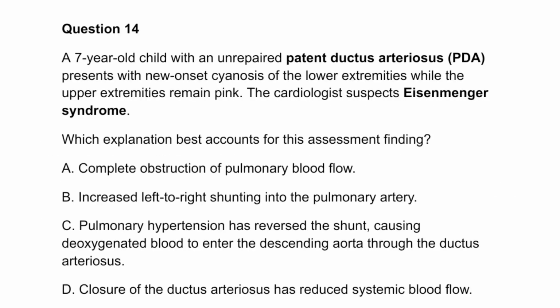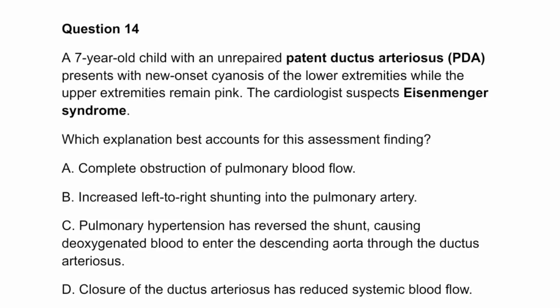Question 14. A 7-year-old child with an unrepaired patent ductus arteriosus, PDA, presents with new-onset cyanosis of the lower extremities while the upper extremities remain pink. The cardiologist suspects Eisenmenger syndrome. Which explanation best accounts for this assessment finding?